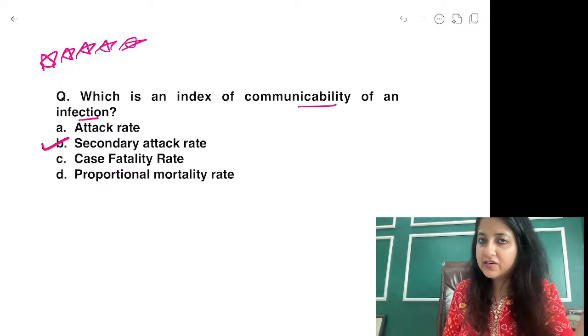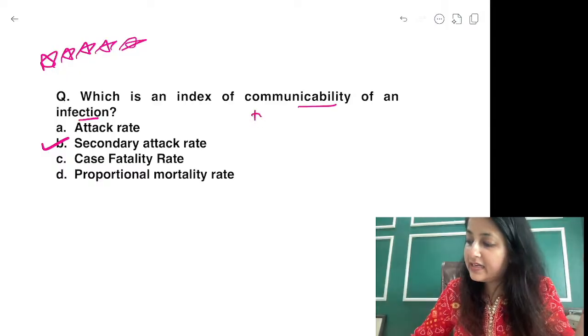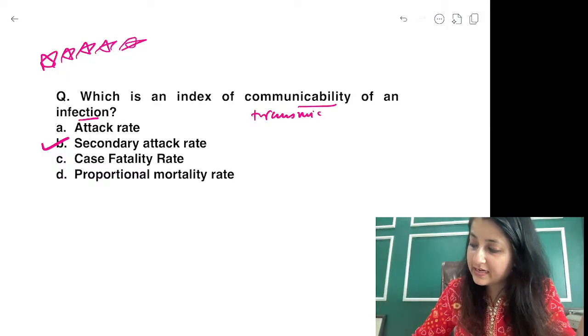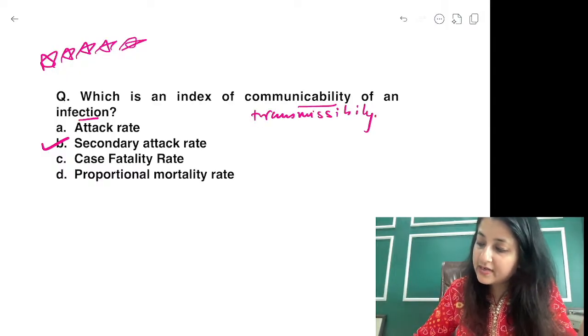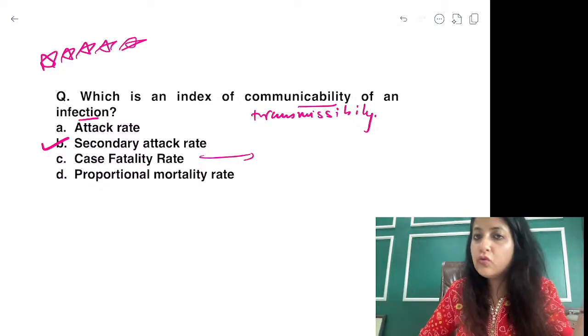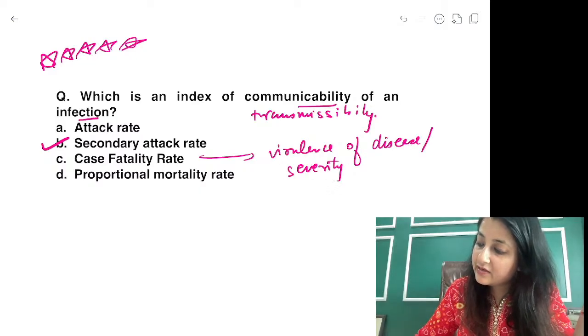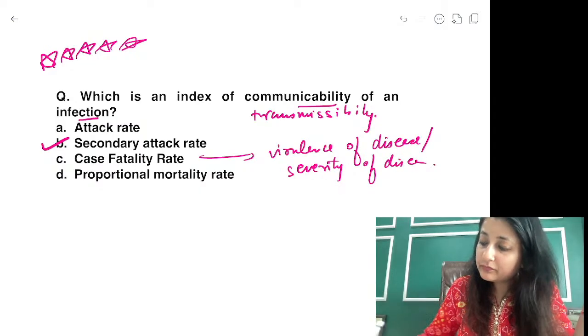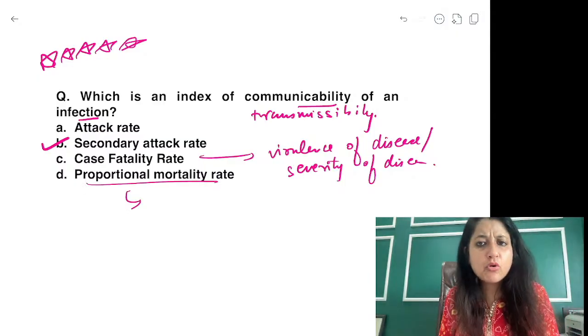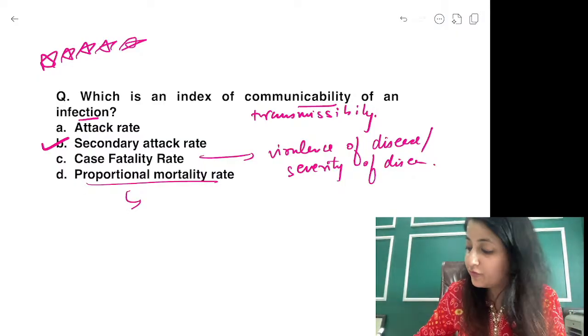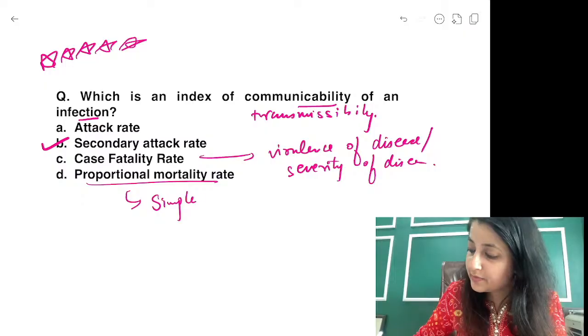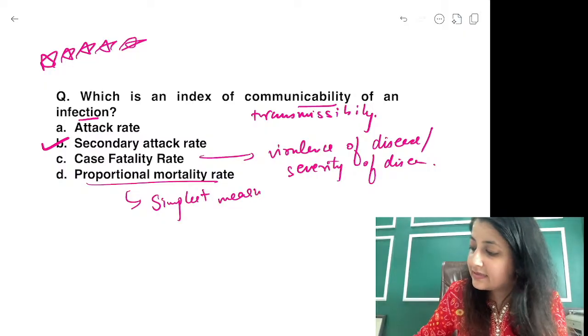Communicability is secondary attack rate. Communicability, transmissibility. ठीक है, transmissibility. What does case fatality rate tell you? Case fatality rate is virulence of disease. ठीक है, ये सारे questions आ चुके हैं. Virulence of disease, severity of disease. ठीक है, PMR क्या बताता है? Proportional mortality rate. I have taught you before also. Simplest measure of burden of disease.